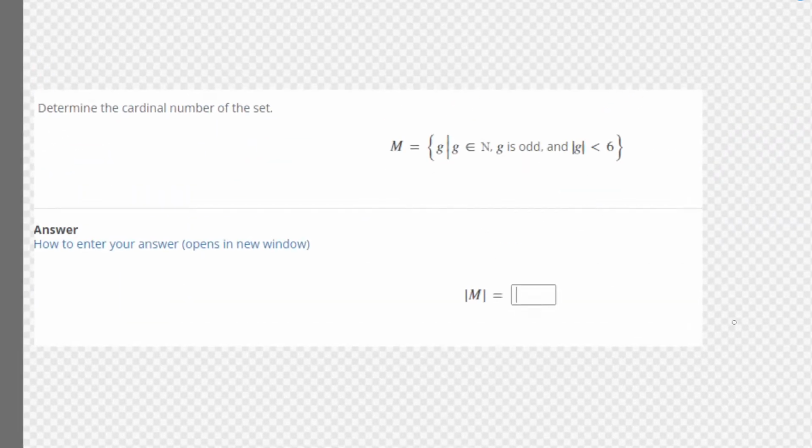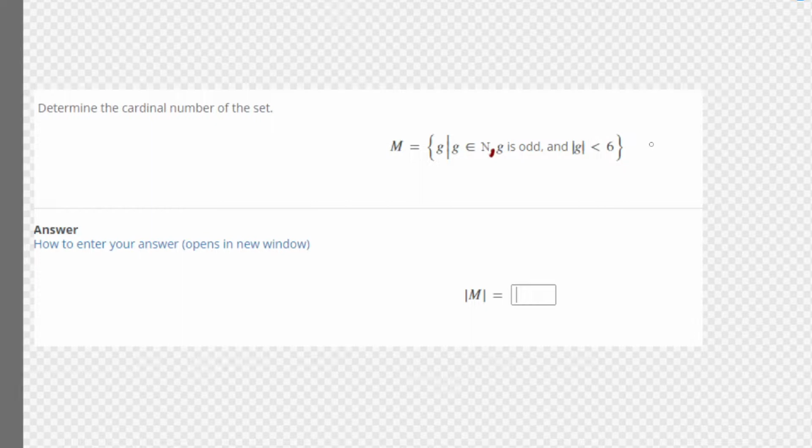This example is asking us to find the cardinal number of the set, and this one is using set notation. So we have G is an element of N, which stands for natural. So G, such that G is an element, this little weird E thing means is an element, of all natural numbers, and G is odd, and the absolute value of G has to be less than 6.